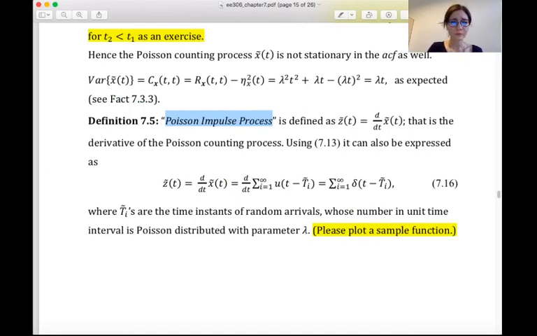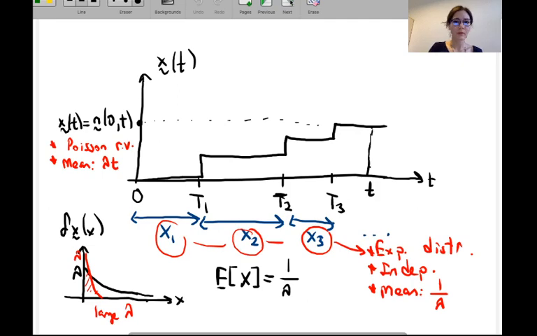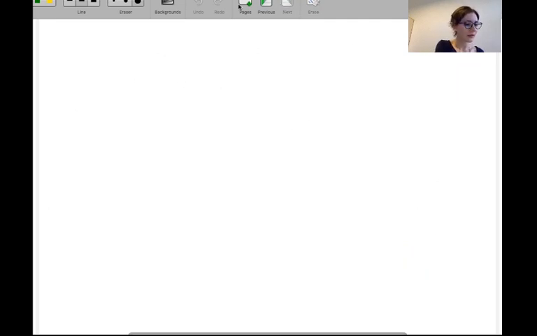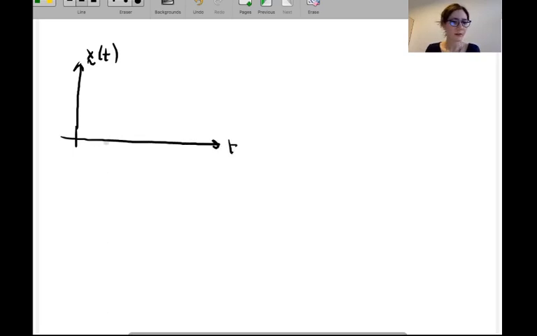So let's just draw a realization of the Poisson impulse process. Let's begin with our usual Poisson counting process, x of t. I'll just draw a realization of x of t first. It starts at 0. Let's say the first arrival is at some t1, the second arrival at some t2, and a third arrival here, so it goes 0, 1, 2, 3, and so on.